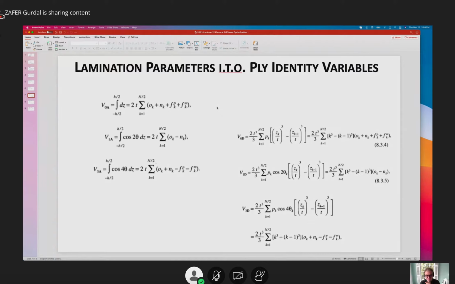Let me repeat the question. For a given ply, I'm identifying the orientation of that ply with binary variables z_k, n_k, f plus minus k. If I make this less than or equal to 1, I'm enforcing that layer to have either a 0-degree ply, 90-degree ply, or a 45-degree ply. It cannot be anything else. What if I change this condition to be less than or equal to 0?